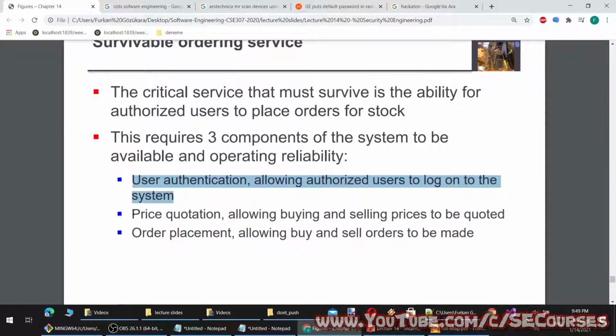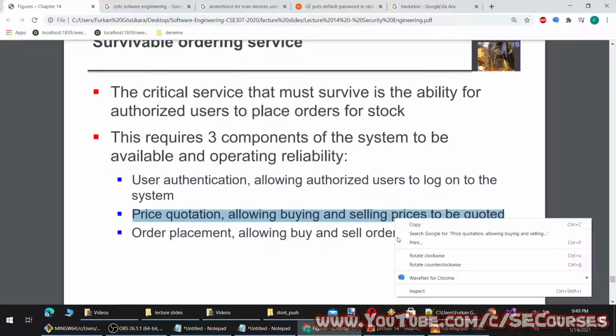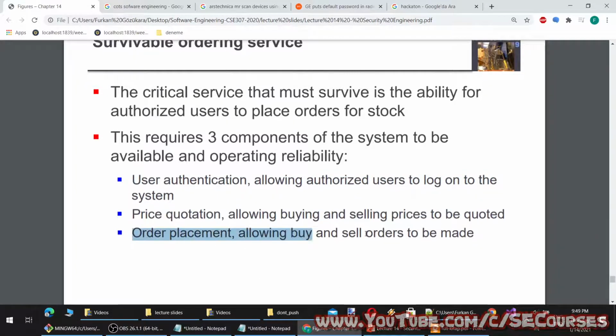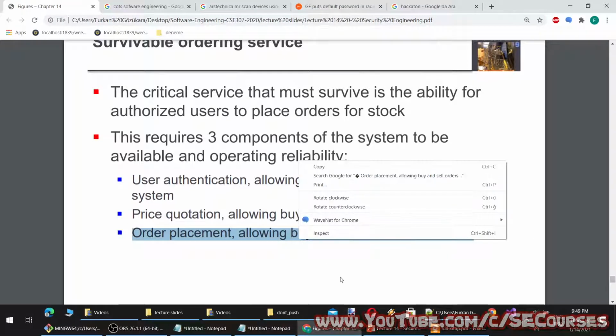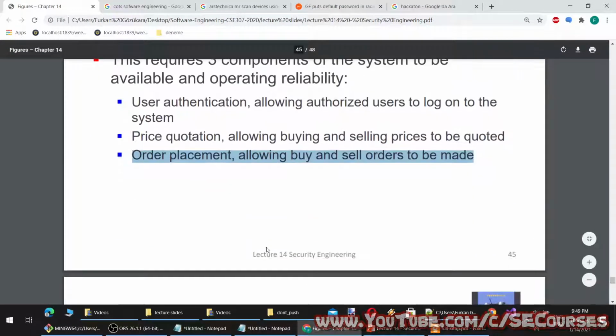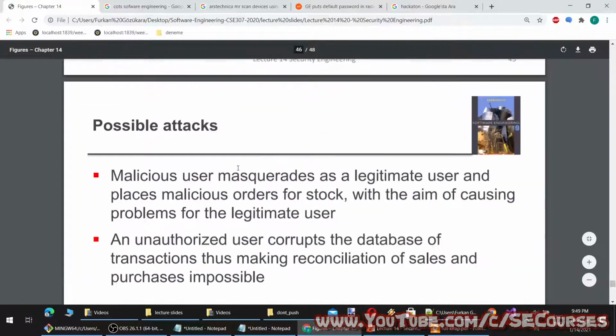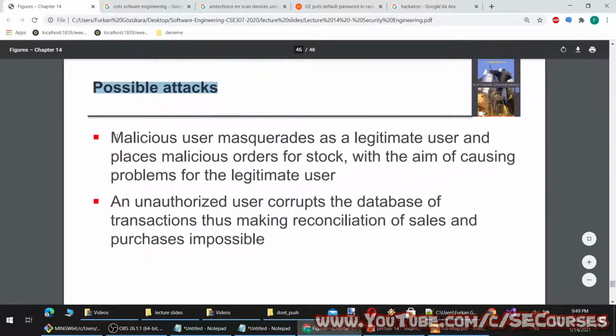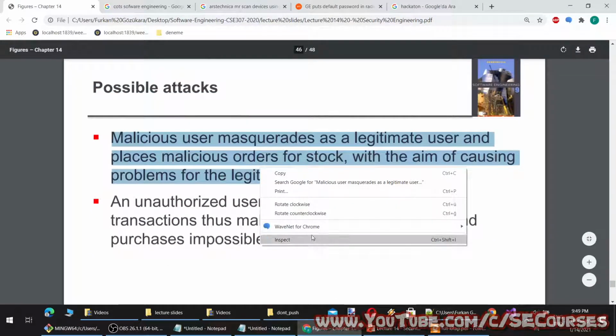User authentication, allowing authorized users to log on to the system. Price quotation, allowing buying and selling prices to be quoted. Order placement, allowing buy and sell orders to be made. So, possible attacks, what are they?